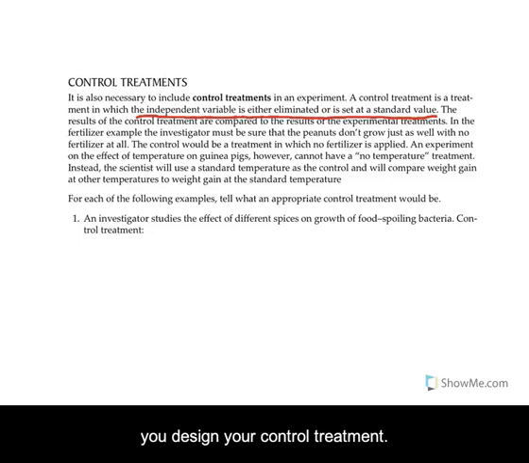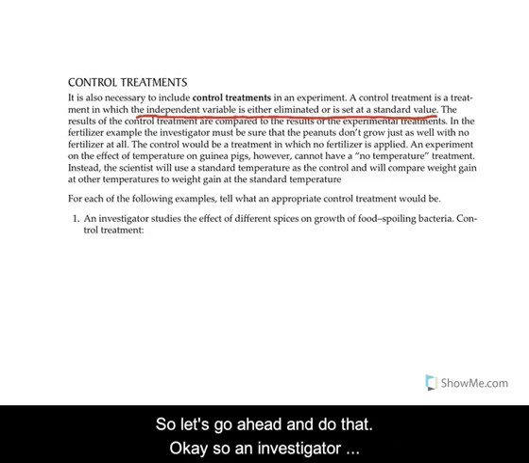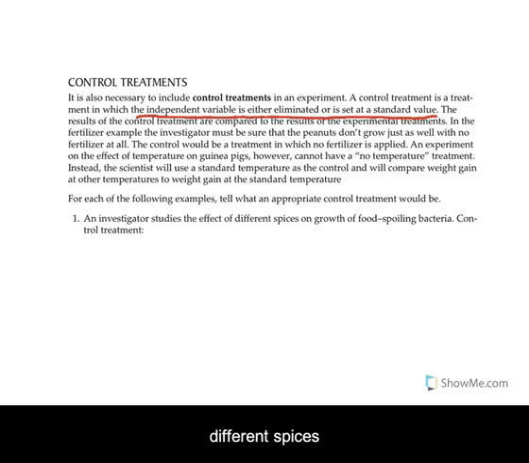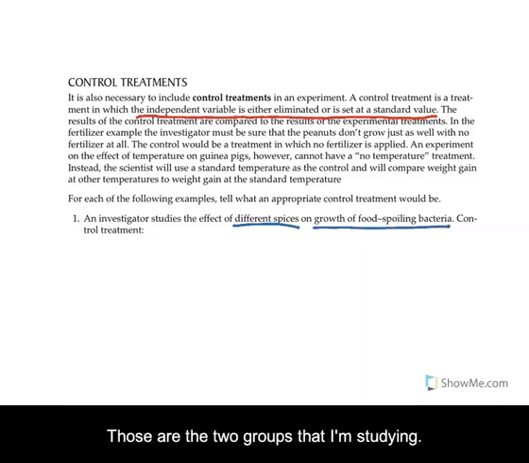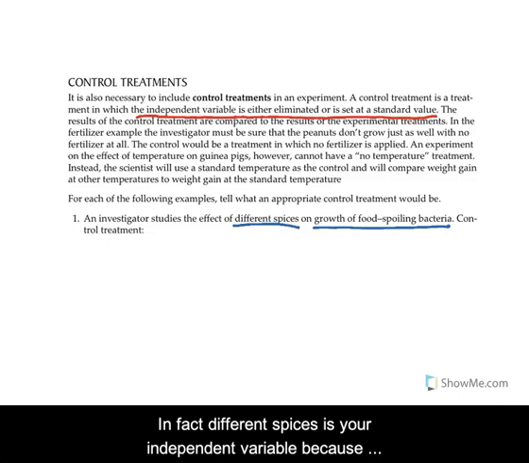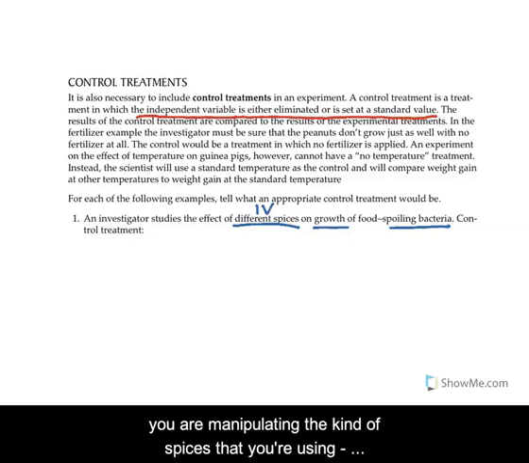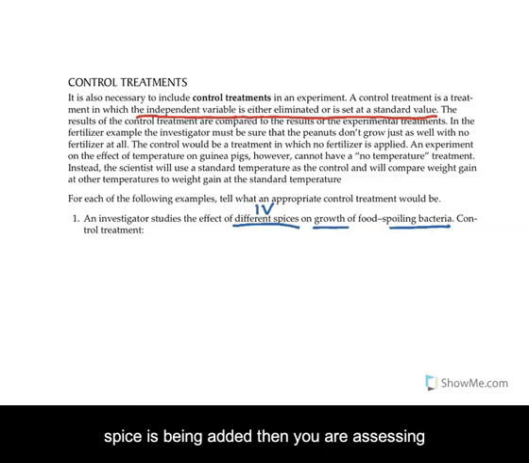So let's do that in a different color. An investigator studies the effect of different spices on growth of food spoiling bacteria. Those are the two groups that I'm studying. Different spices is your independent variable because you are manipulating the kind of spices you're using. Maybe you're using clove, maybe black pepper, maybe chili. Those are different spices that you're adding in your experiment, so you are manipulating what kind of spice is being added.